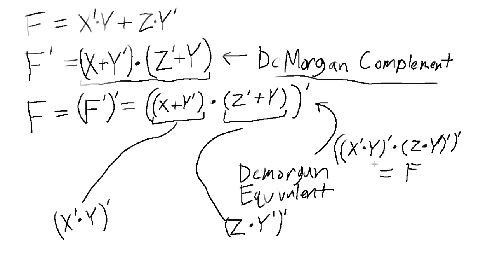But this is something that you can use, DeMorgan's complement and DeMorgan's equivalent, to start transforming your functions to use some gates that you might want to use, or you can use it to potentially simplify circuits. So that is DeMorgan's complement and DeMorgan's equivalent in a nutshell. And remember, the only difference between the complement and the equivalent is this last step right here, where we put parentheses around the whole thing and we invert it. Hopefully this helped you understand the complement and the equivalent.